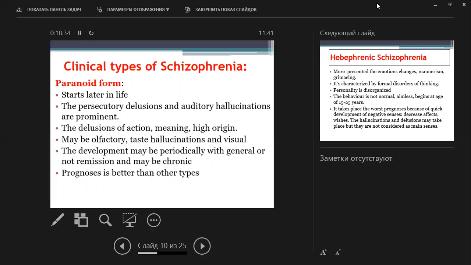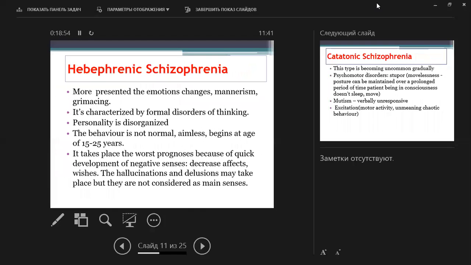That depends on the forms of this paranoid schizophrenia. Prognosis is better than other types. Among all clinical forms of schizophrenia, we observe that the paranoid form is predominant.